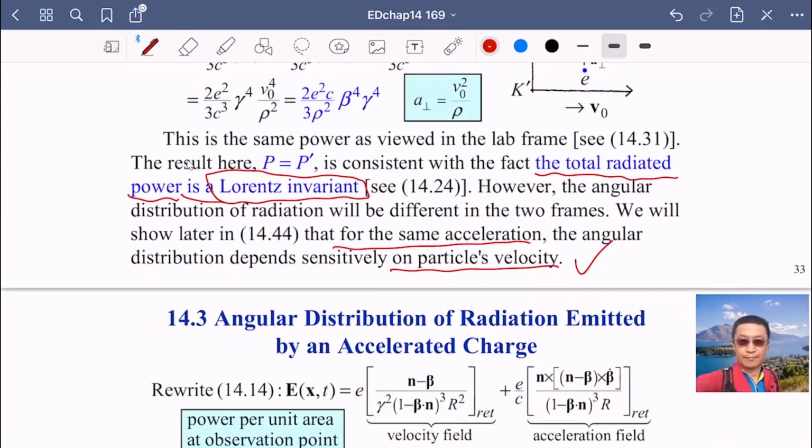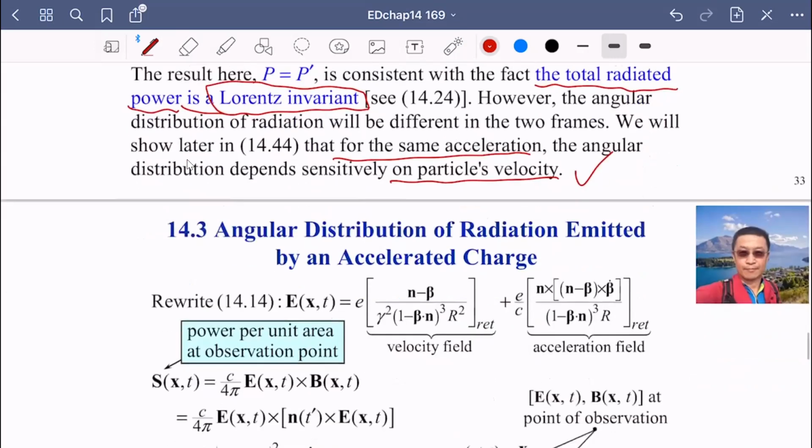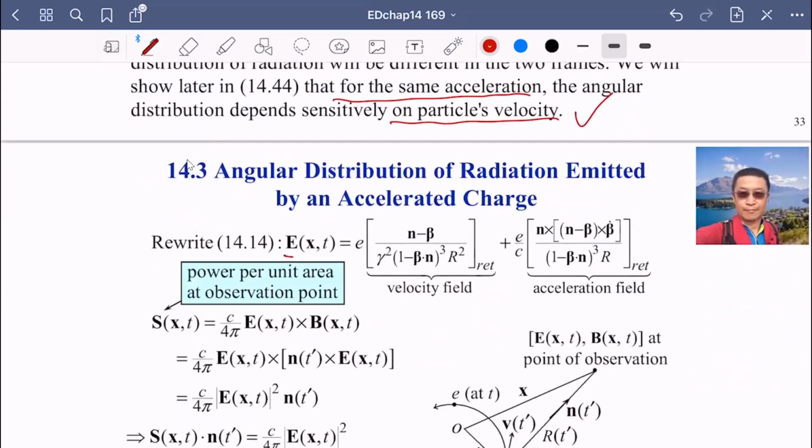Section 3, angular distribution of radiation emitted by an accelerated charge. So we use this equation over and over again. This equation comes from the Liénard–Wiechert potential, and we use this property over and over again. Okay, that's the end. See you next time.